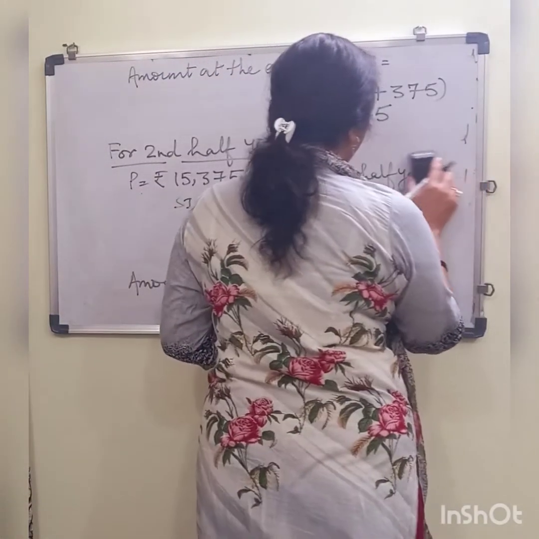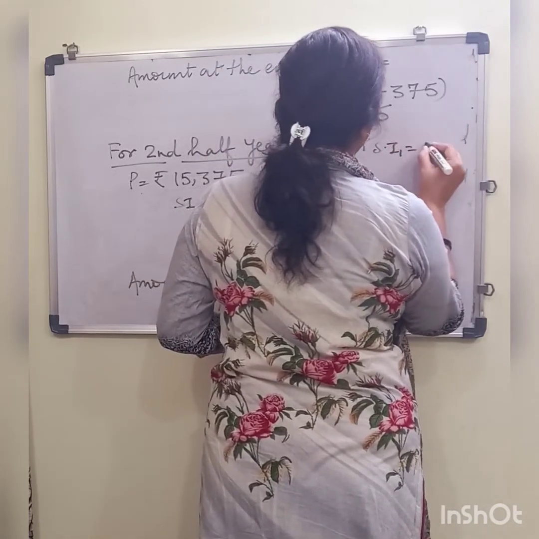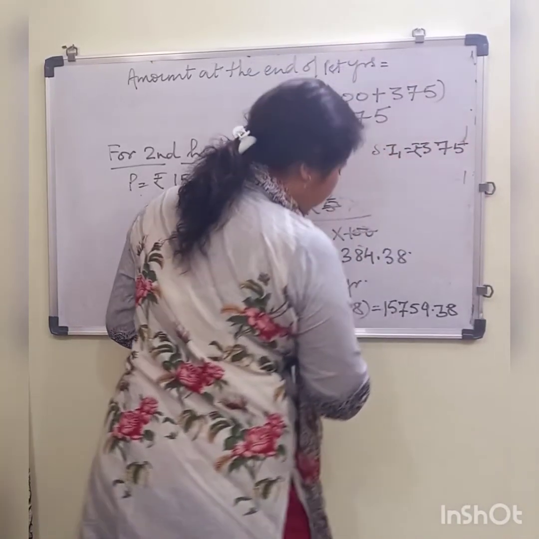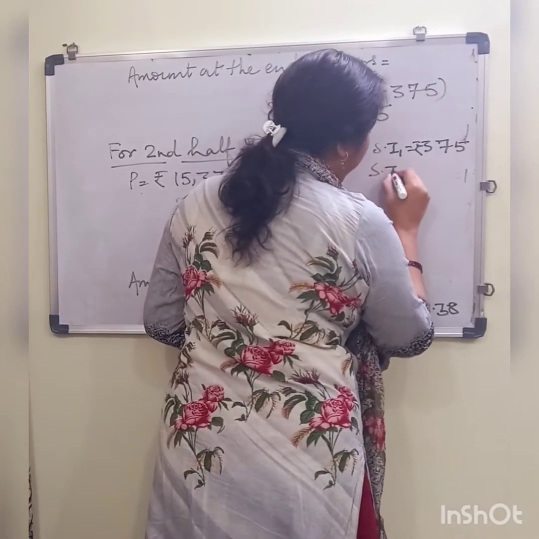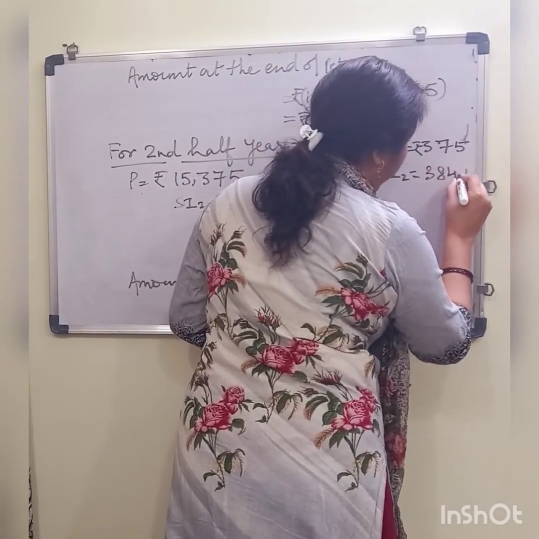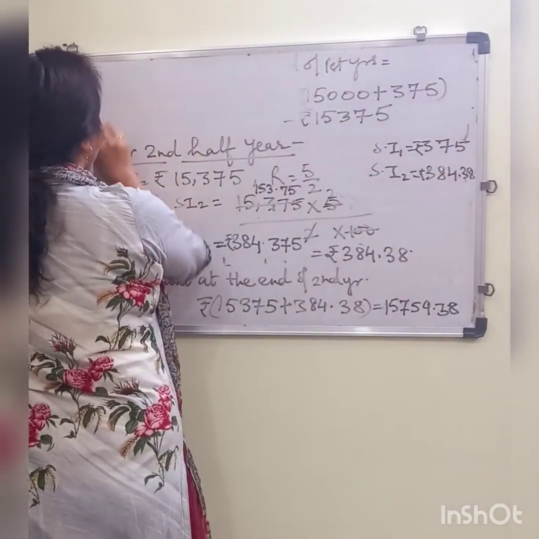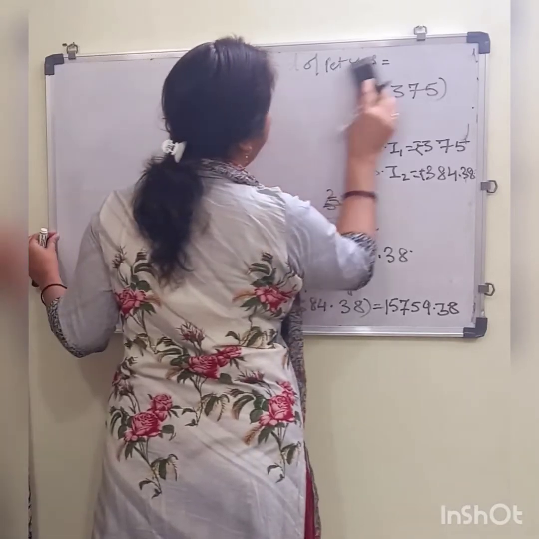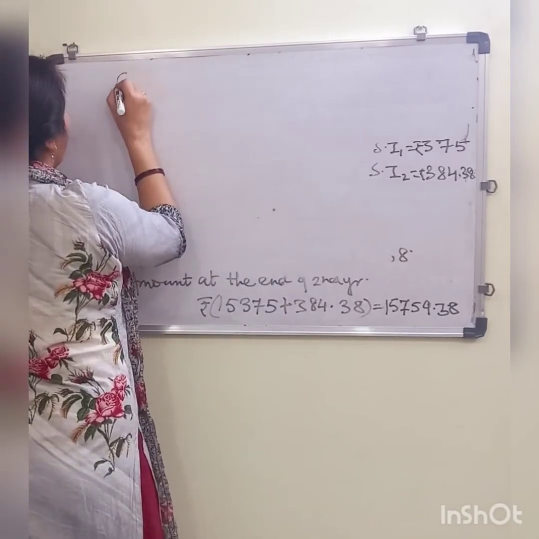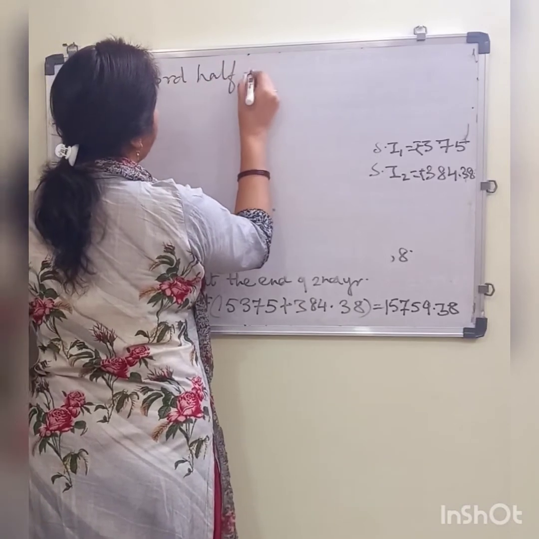Now we proceed to the third half year. And let us somewhere write what is our SI1. SI1 is rupees 375, so that it should not get messed up. For second half year, it is 384.38. Fine. Now we are moving, children, to the third half year. Now we give heading for third half year. थर्ड हाफ ईयर के लिए जाएंगे हम लोग.